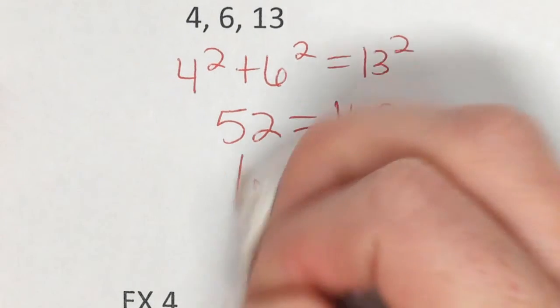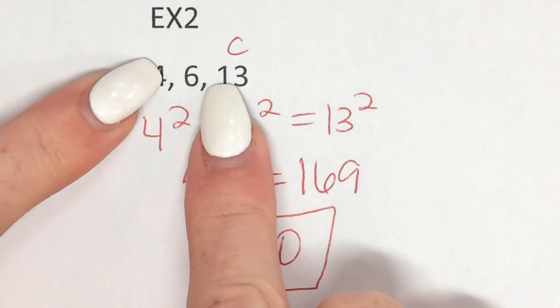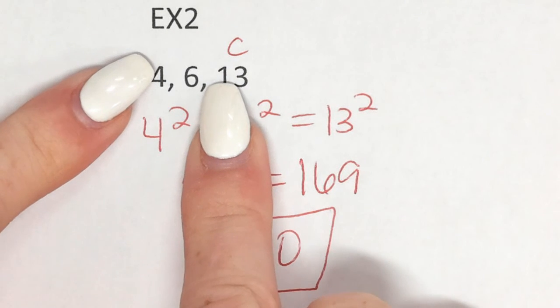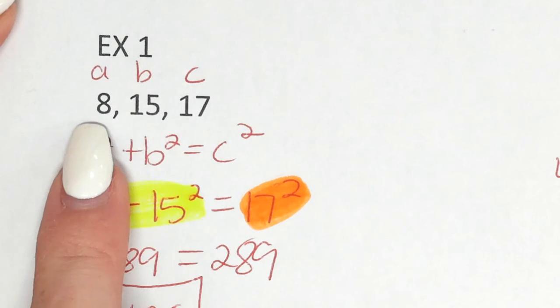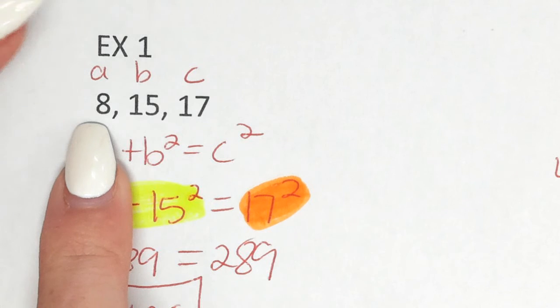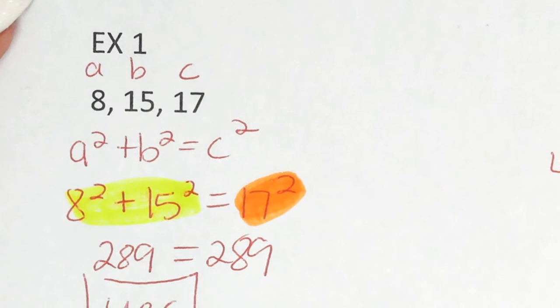So this means these 3 sides would form a triangle, but it would not be a right triangle. Does that make sense? Yes or no? Are we good? All right, let's go to the bottom.